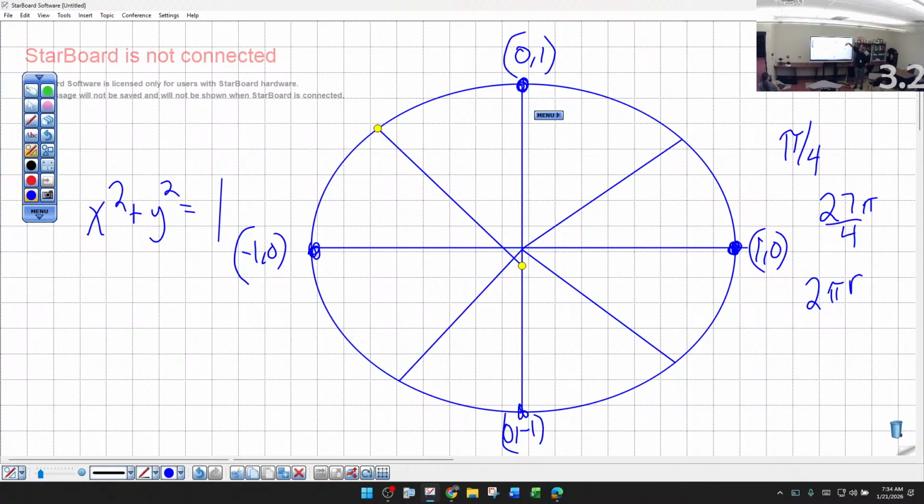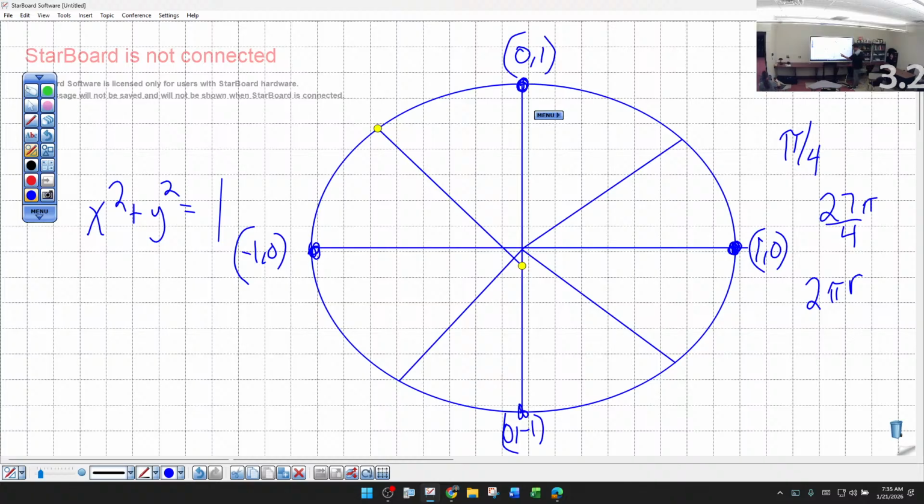Counterclockwise is positive, clockwise is negative. But I think it's easier to talk about down and up. Up is positive, down is negative. That makes more sense. Down is negative, up is positive. And I can go down to get to this angle, or I can go positive to get to this angle. So every one of these angles has infinite ways to label it.